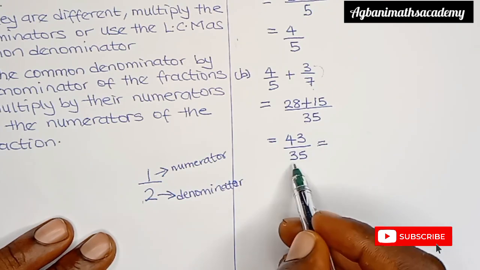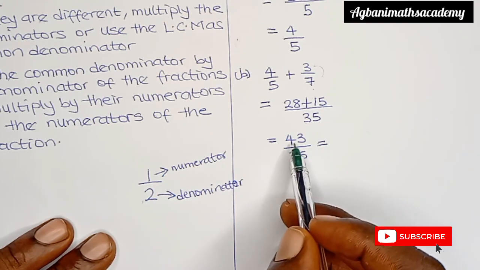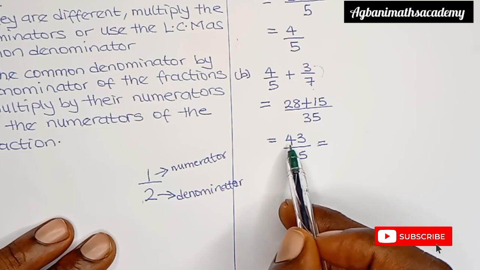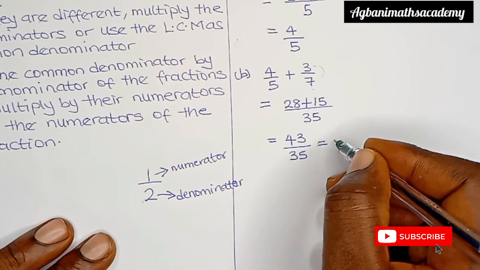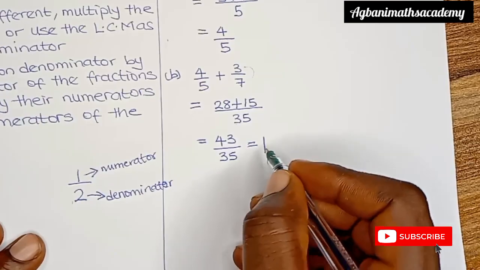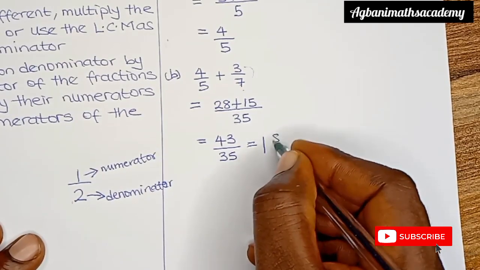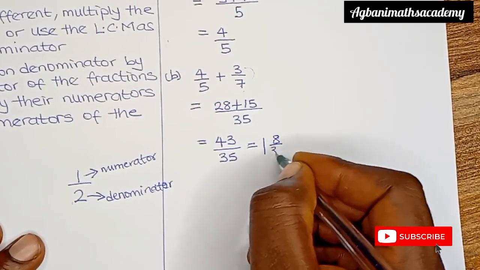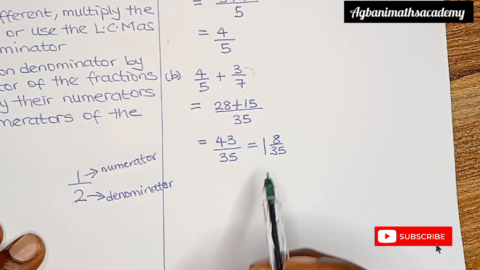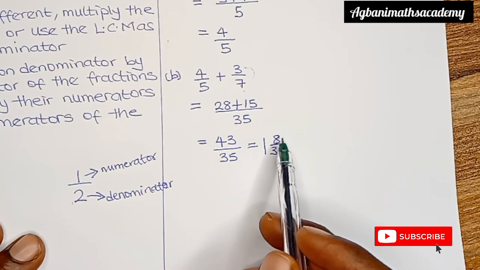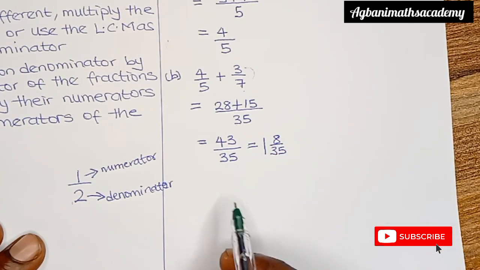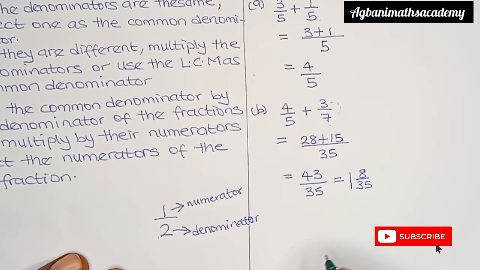How many 35 can we find in 43? We have 1 35 in 43. So we bring out 1. And then 43 minus 35 is going to give us 8, and then all over 35. So our final answer will be one whole number, 8 all over 35. So this is the answer to this second question.